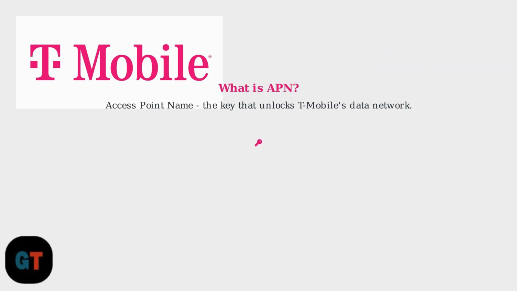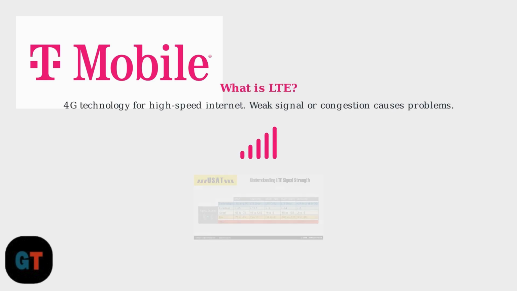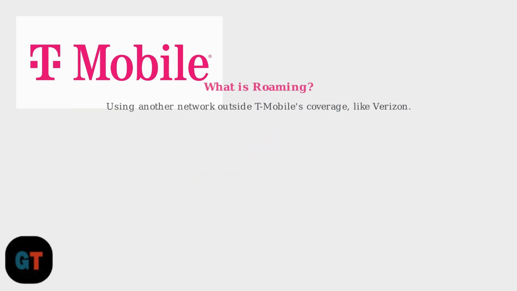First, what are these? APN, or access point name, is like the key that unlocks T-Mobile's data network for your phone. If it's wrong or missing, no data. LTE is the 4G technology that gives you high-speed internet. A weak signal or network congestion can cause problems. Roaming happens when you're outside T-Mobile's coverage area and using another network, like Verizon. If your settings are off, you might get roaming errors.